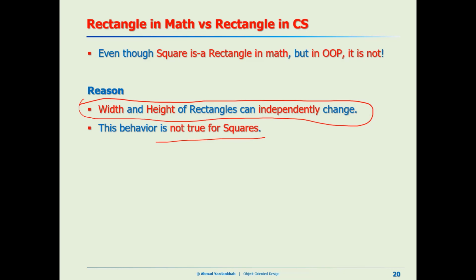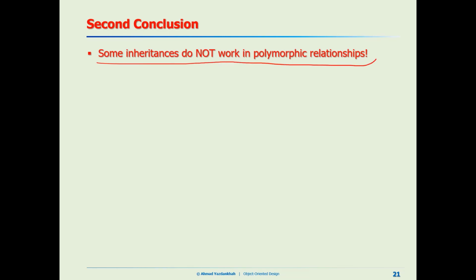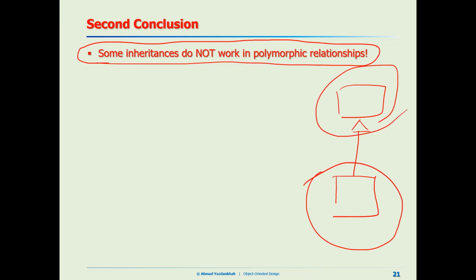Okay, so here is our second conclusion for this LSP. Some inheritances do not work as a polymorphic relationship. So far, we thought that if we have a polymorphic relationship or an inheritance like that, we can use the child class wherever the parent class is expected, but now we prove that it is not the case. So we need to be careful about what we are doing.